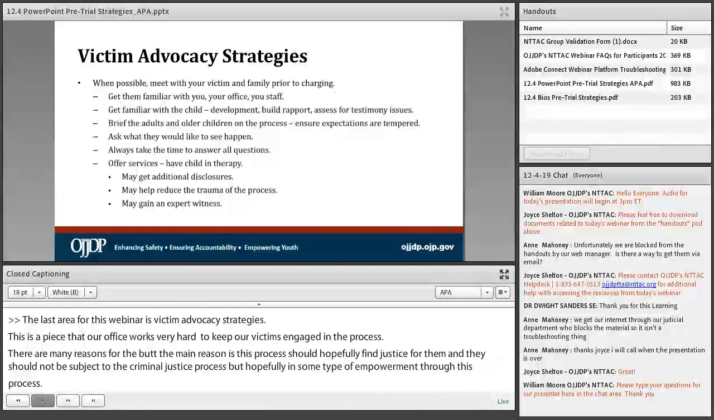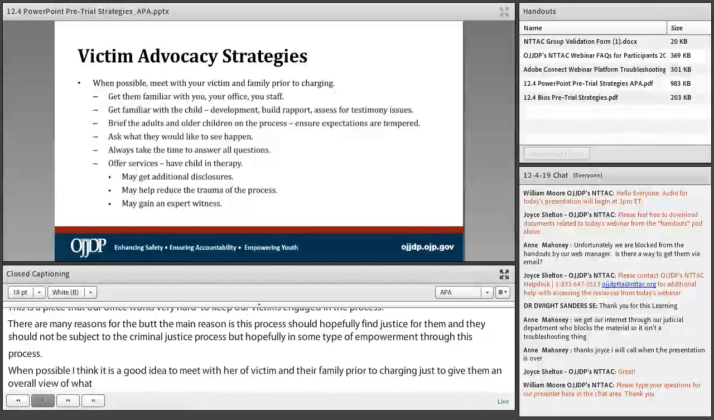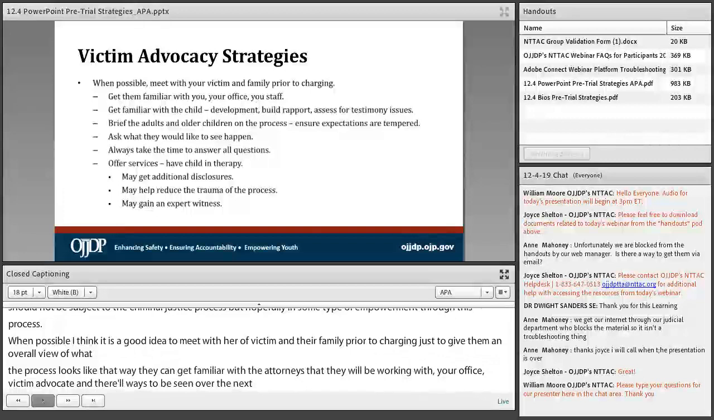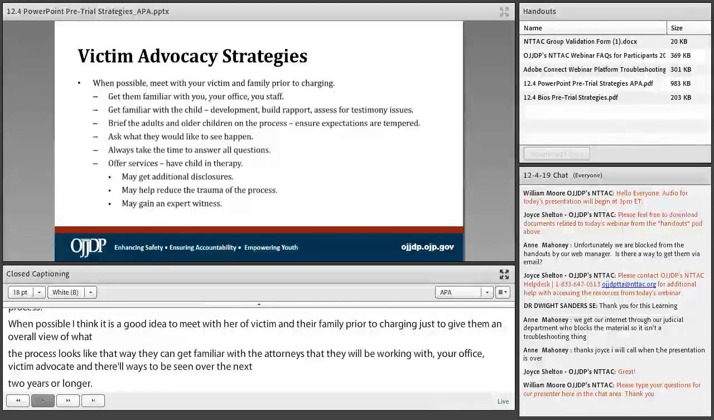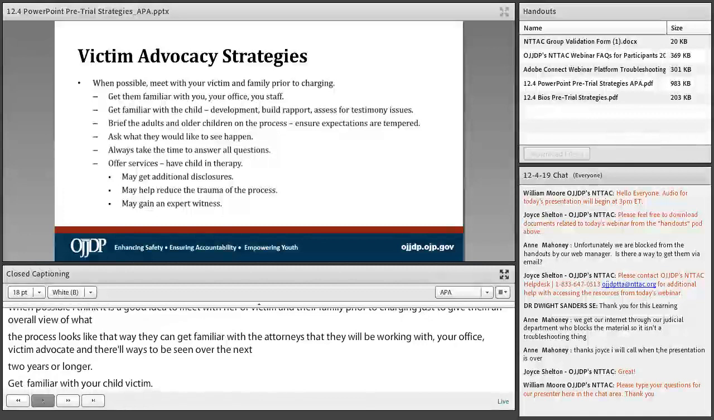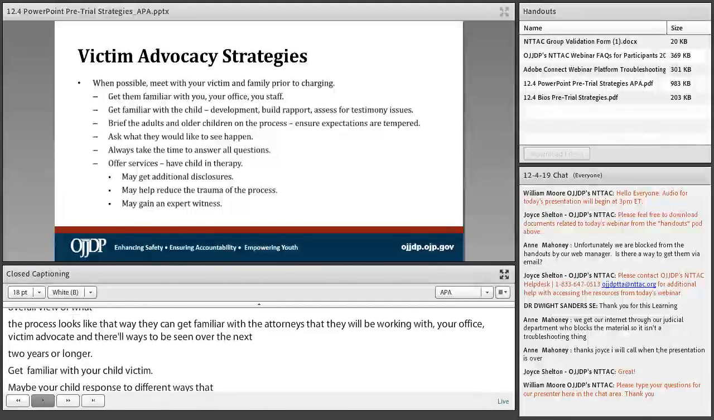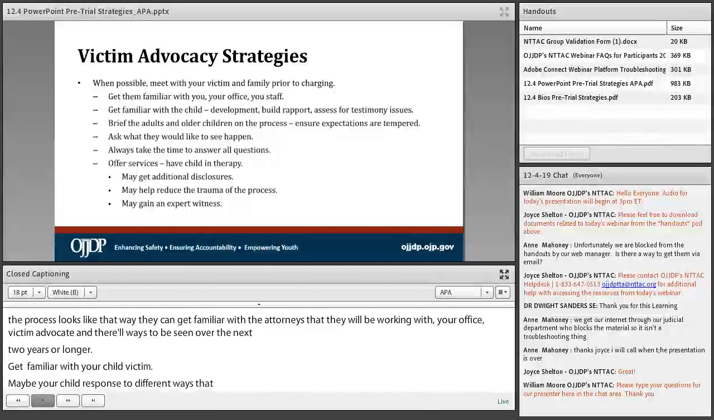That way they can get familiar with the attorney that they're going to be working with, your office, maybe your victim advocates that they're going to be seeing over the next year or two or longer. It also gets you familiar with your child victim. Maybe your child responds to different ways that you are saying things, or maybe they have a developmental delay and you need to work on ways to communicate with them more appropriately. Maybe you learn their favorite hobbies and what's going on with their lives, and you're able to carry on a conversation with them and build that rapport.